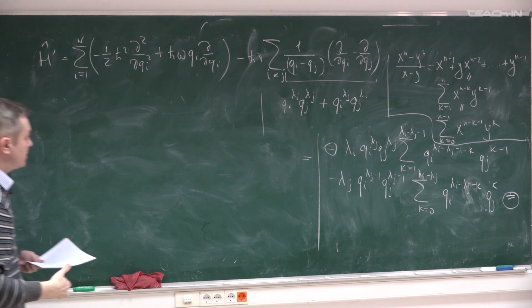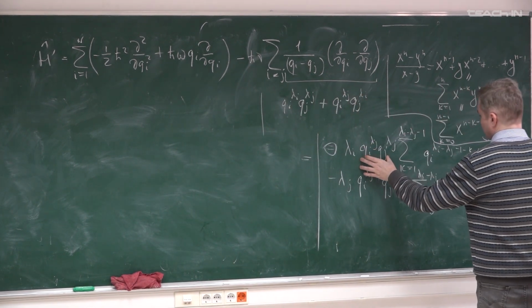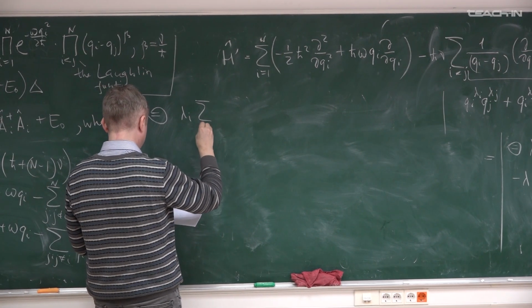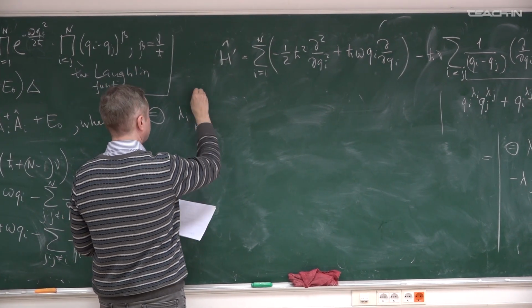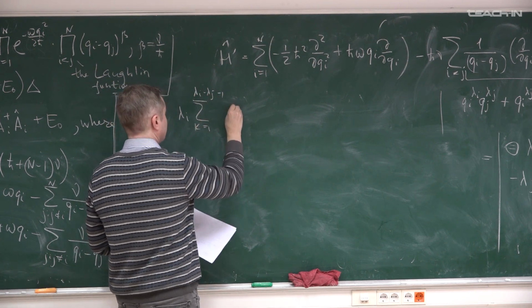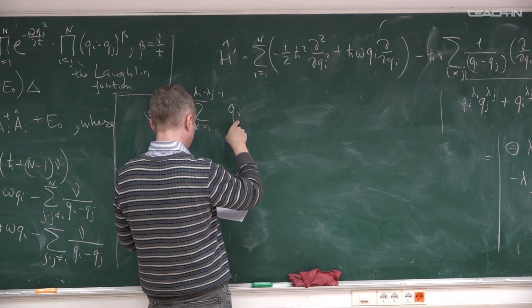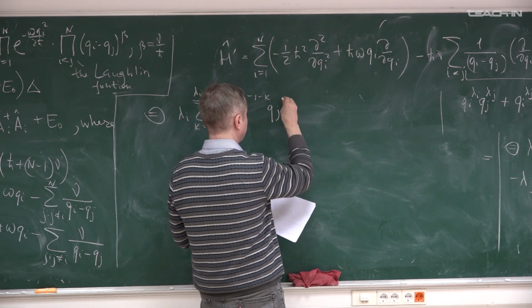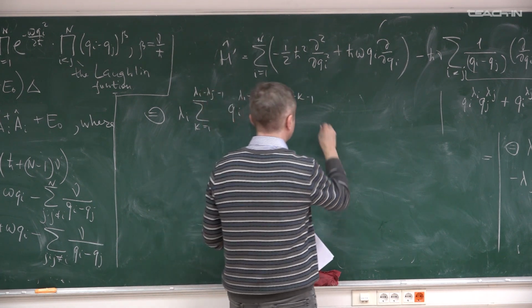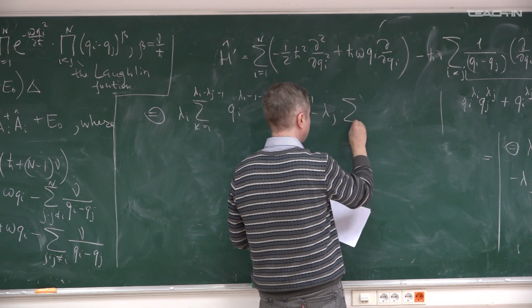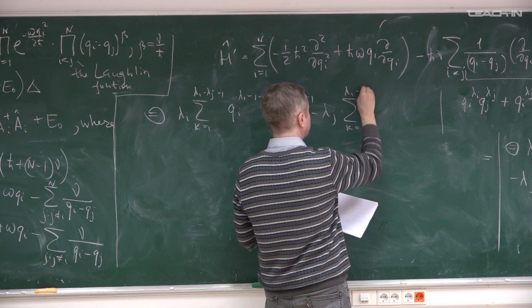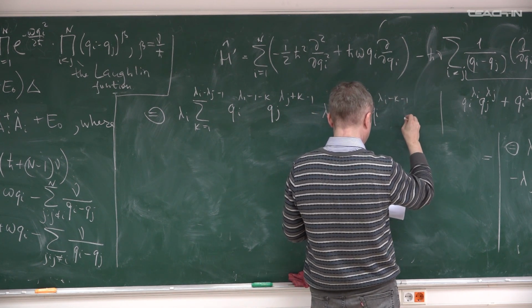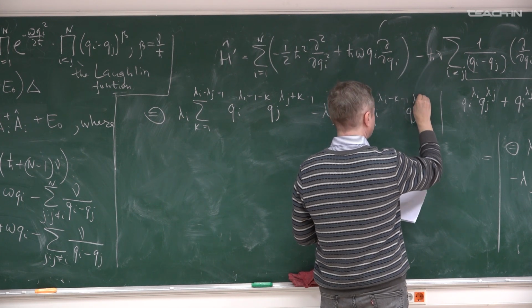Let me continue. So now we just multiply this. We put these factors inside the sum, and then we have lambda_i times the sum from k equals 1 to lambda_i minus lambda_j minus 1 of q_i to the power lambda_i minus 1 minus k, and q_j to the power lambda_j plus k minus 1. And minus lambda_j multiplied by the sum from 0 to lambda_i minus lambda_j of q_i to the power lambda_i minus k minus 1, q_j to the power lambda_j plus k minus 1.